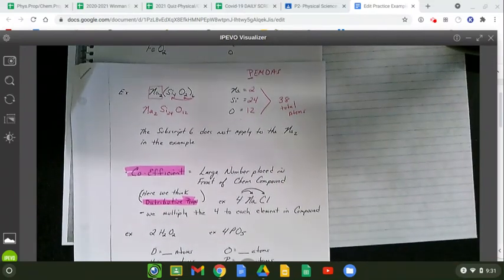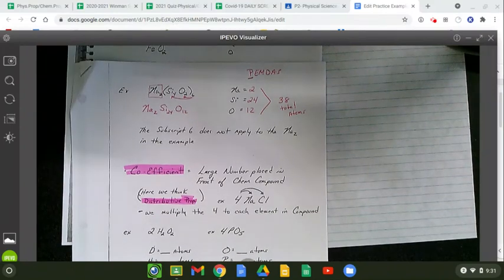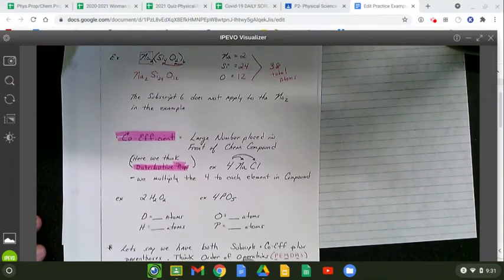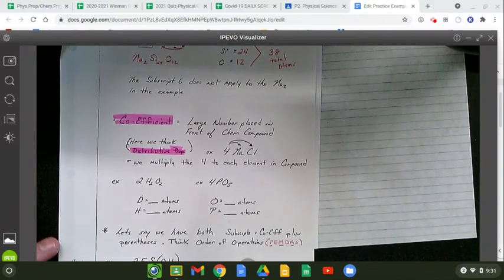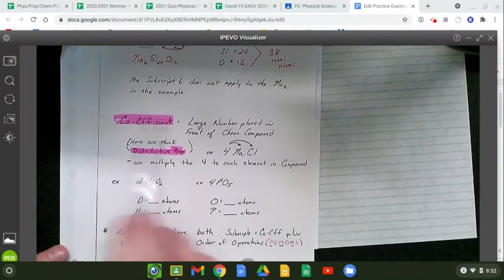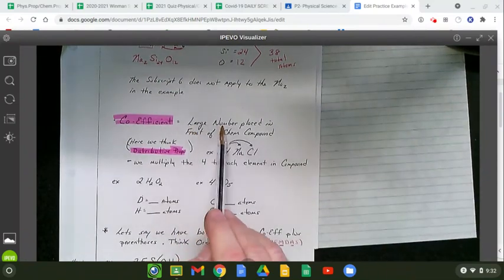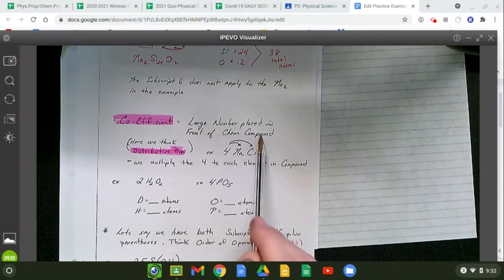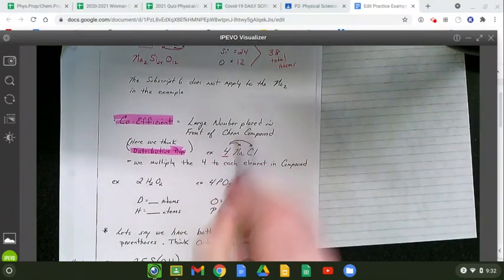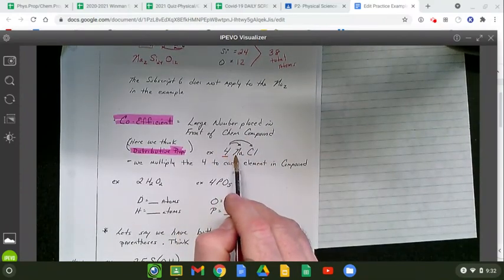So that's counting atoms using subscripts. We're going to see subscripts inside parentheses, outside parentheses, or just attached to an element. The other big part of counting atoms is recognizing a coefficient. A coefficient in science is a large number that is placed in front of the chemical compound, like we see here. 4 is in front of the actual compound.